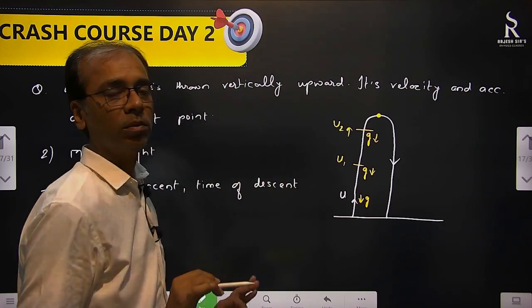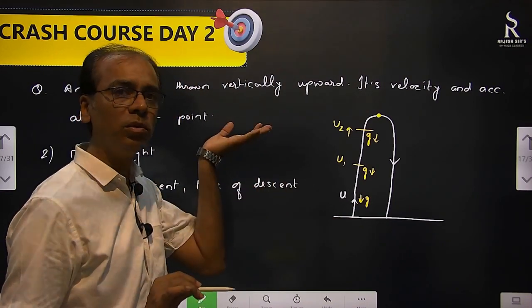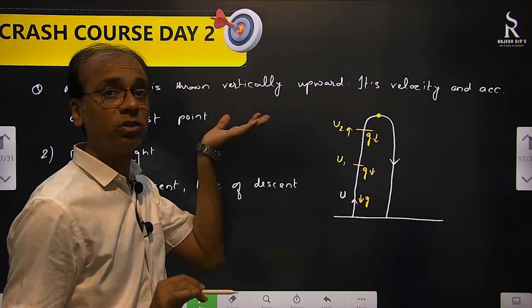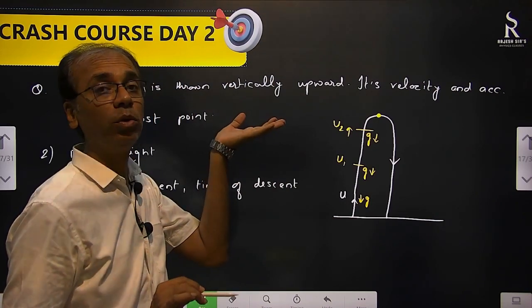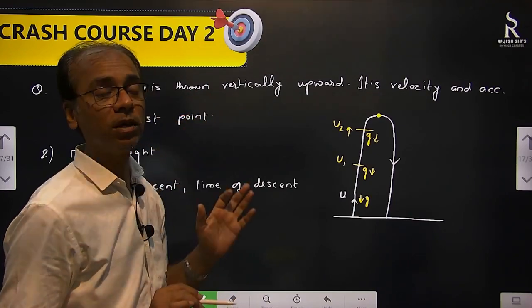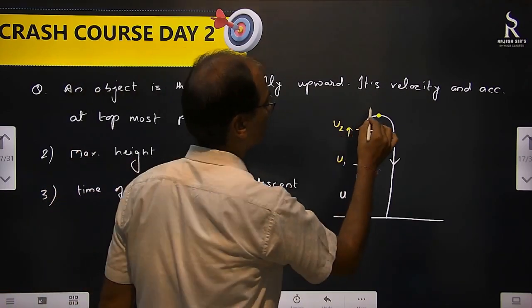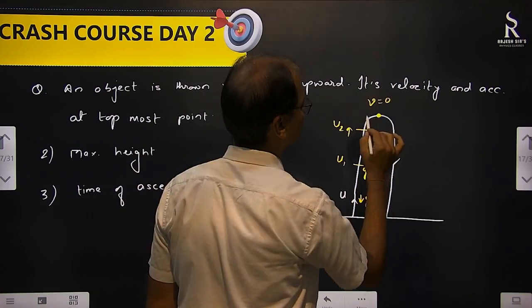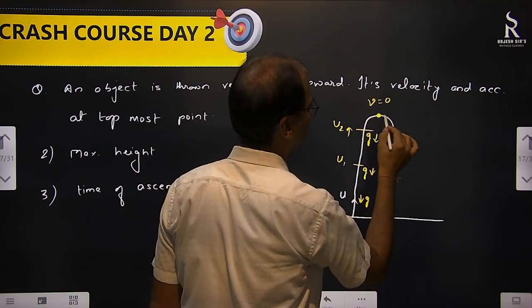Why? Because if it had velocity, it would go further up. It's the topmost point, which means it is not going to move further up. So its velocity there has become 0. So v is 0. But acceleration is still there, g, downwards. Here also.